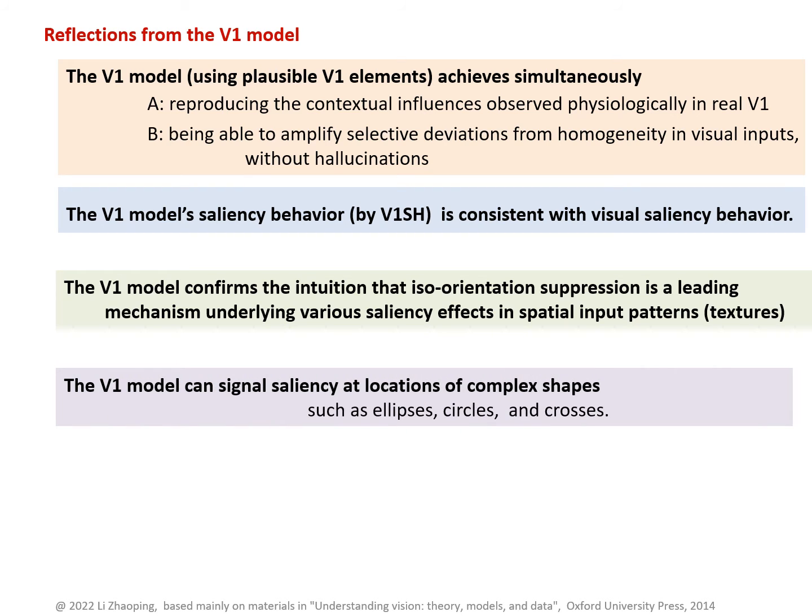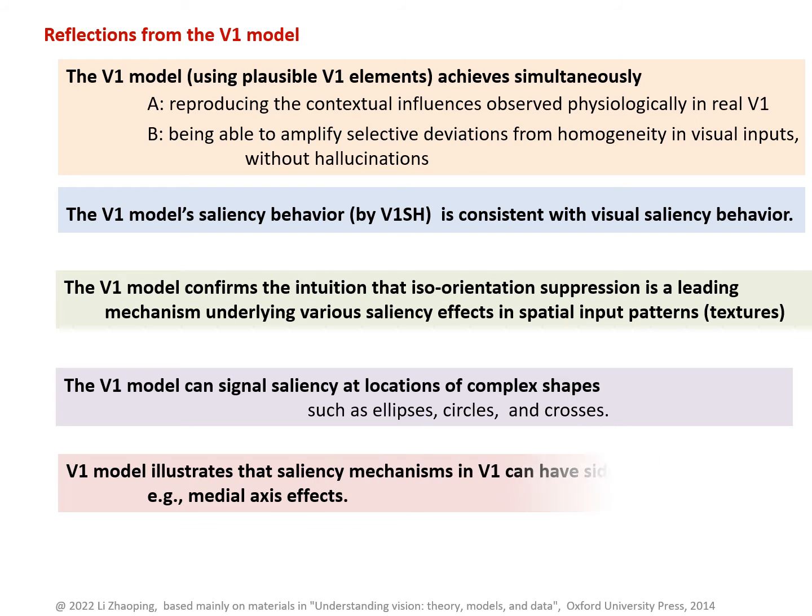Although the model has only neurons responding to simple input bars, it can signal saliency at locations of complex shapes such as ellipses, circles, and crosses. One can imagine even more complex shapes, for example, faces. The saliency mechanisms in V1 can lead to side effects, as manifested in real V1, and these side effects can be understood by our V1 model.